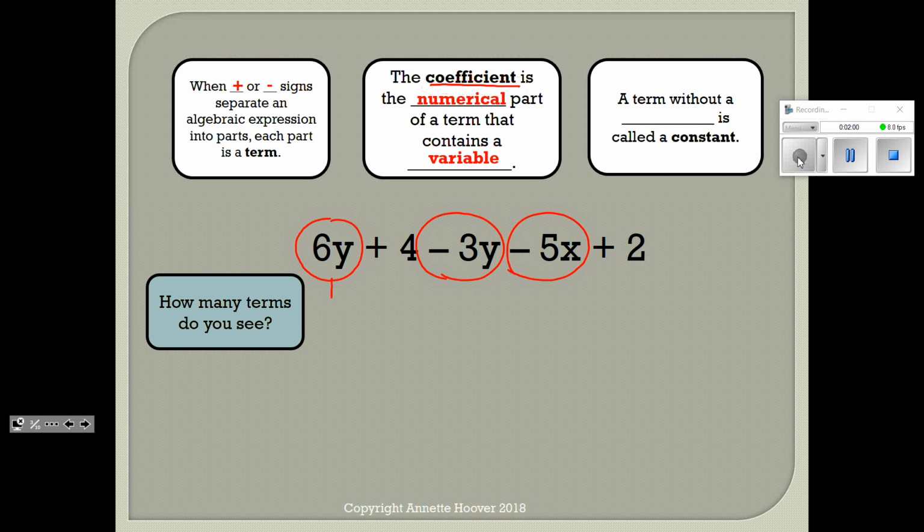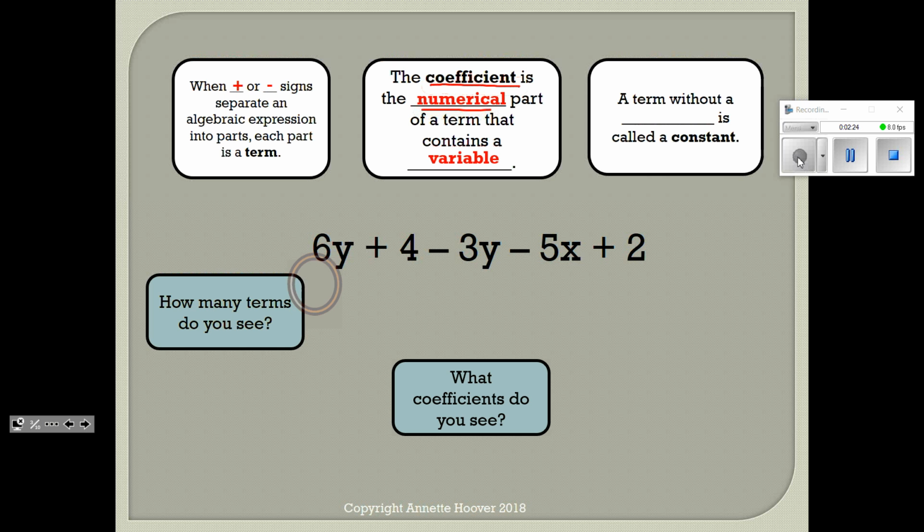So in the term 6y, 6 is the coefficient. It is the numerical part. In the term negative 3y, negative 3 is the coefficient. In the term negative 5x, negative 5 is the coefficient. So in this algebraic expression, there are 3 coefficients because there are 3 terms with variables and numbers in front of them. So those are coefficients.